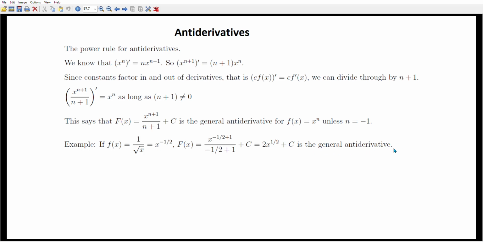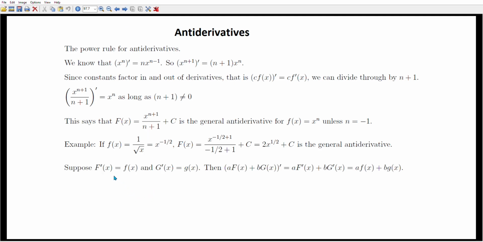By the way, you can check to see that you've gotten things right. If this is an antiderivative, when you take its derivative, you should get back where you started. So the derivative of this is 2 times 1 half x to the minus 1 half, and when you do that, you end up with 2 times 1 half, which is 1, x to the minus 1 half. That's what we started with. Okay, so this thing is the general antiderivative.